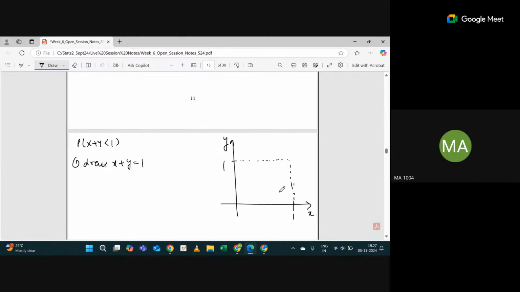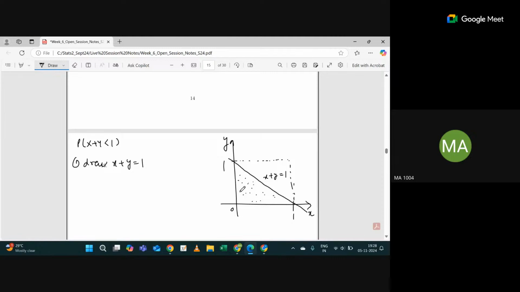X plus y equal to 1. No, it will be some other line. Basically, yeah, correct. This will be x plus y equal to 1. Everyone would agree with me? Yes. Basically, you can substitute x as 0, you will get y as 1. If you substitute y as 0, sorry, you will get x equal to 1. And what is the x plus y less than 1 region? The below part, sir. Below part, correct. That is what we are interested in here, right?